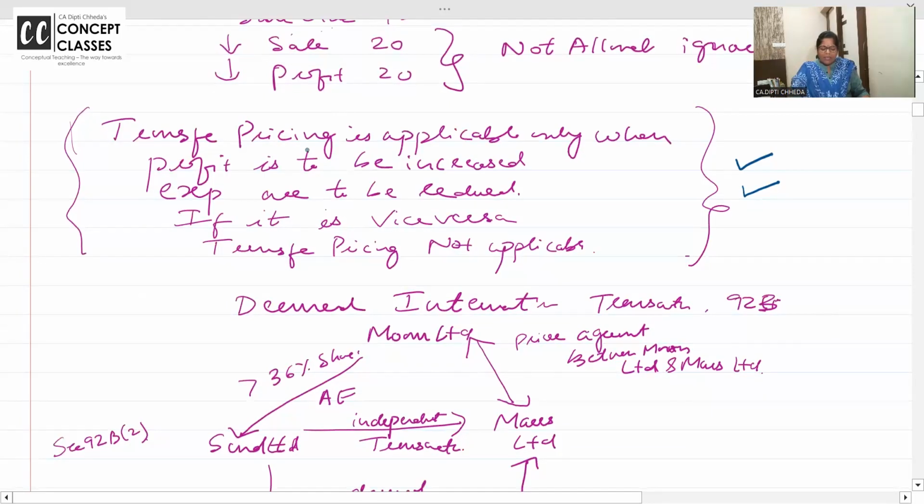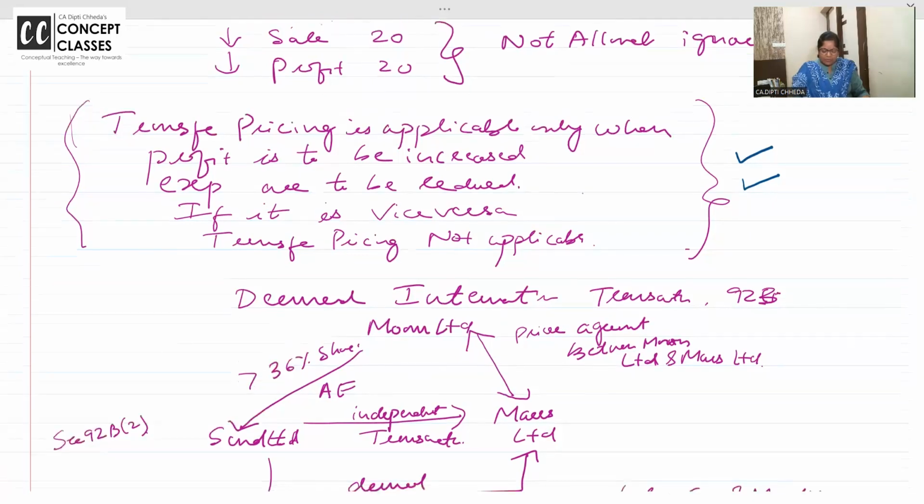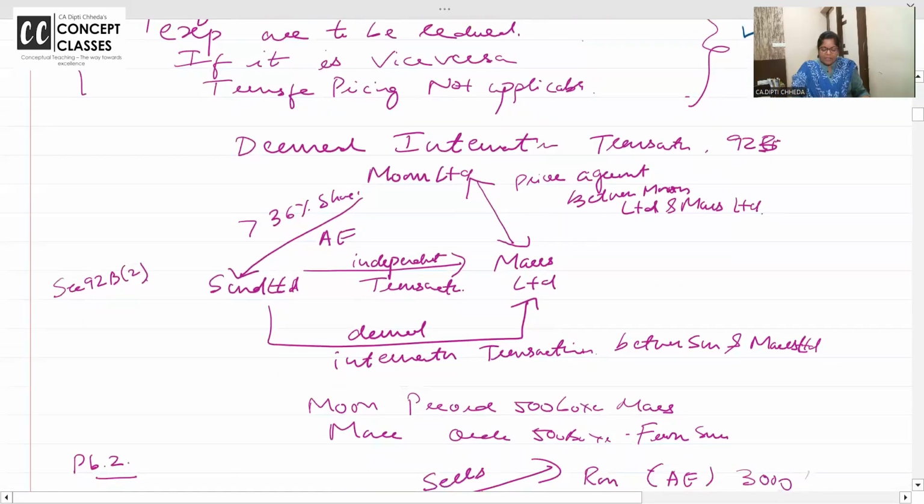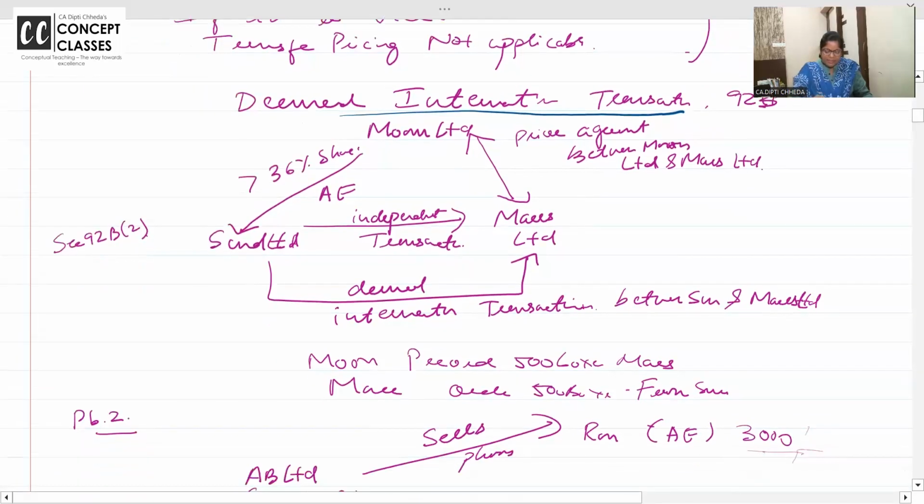It is applicable only when, after applying transfer pricing, your profit should increase, your expenses should decrease, and so on. Okay, right. In deemed international transaction, one more concept is there. I missed that. Look at this.